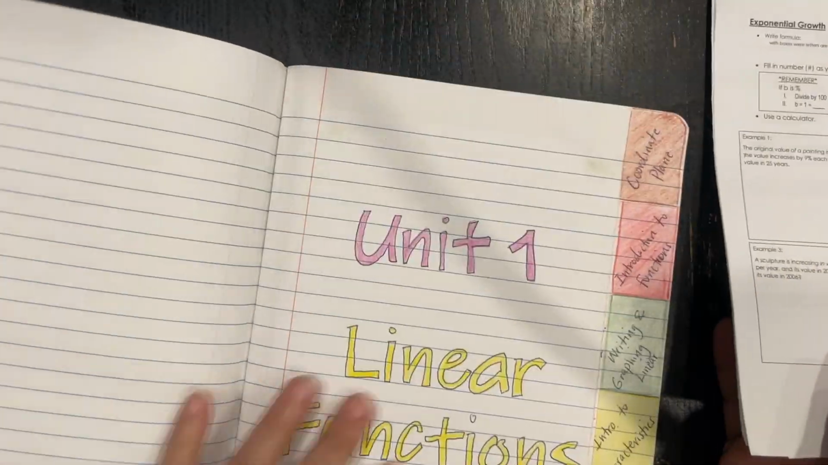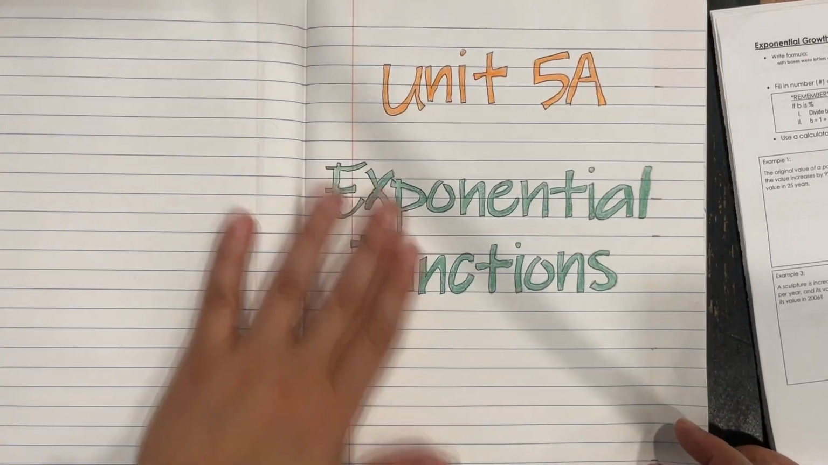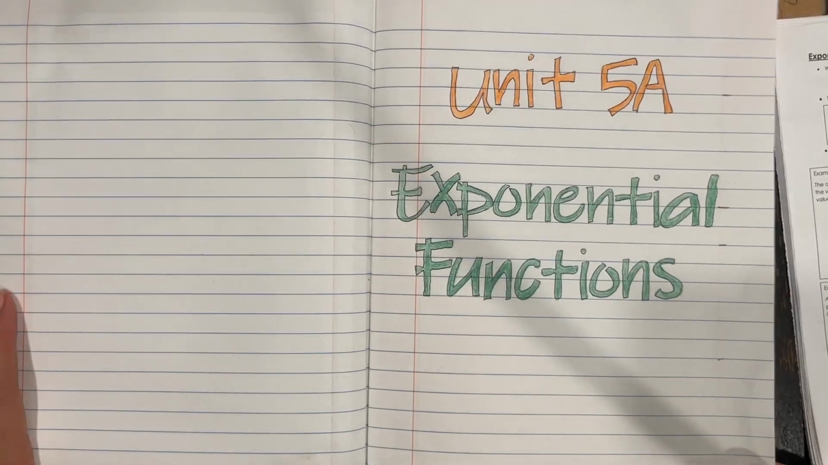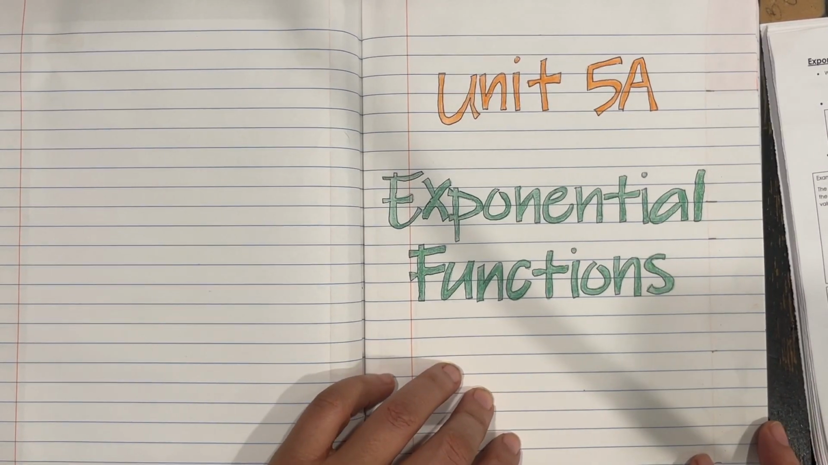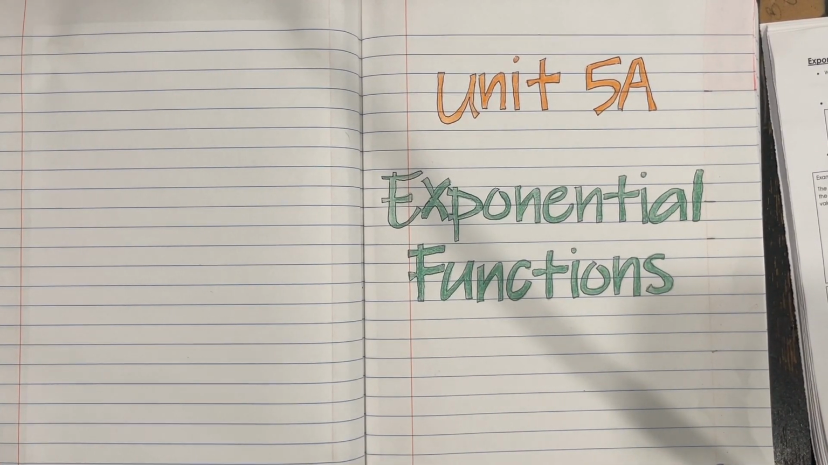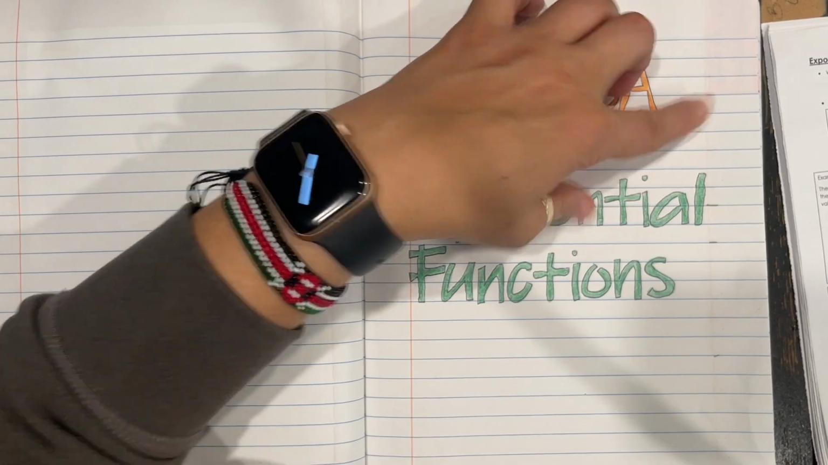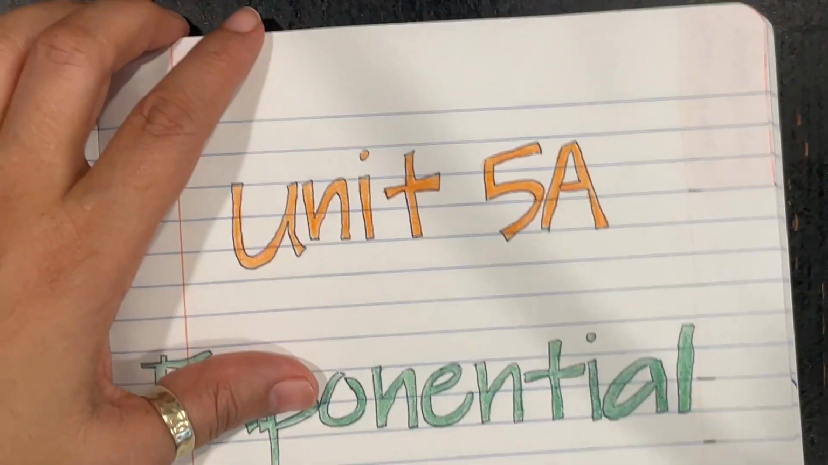You're going to come back to your book, and we're going to go to the next double page. So we're going to call this Unit 5A, Exponential Functions. Pause the video and do what you have to do. All right, then we're going to mark out the tabs. So in this, the tabs are going to be a little bit different than you're used to. So please pay attention. Don't just do something, okay?